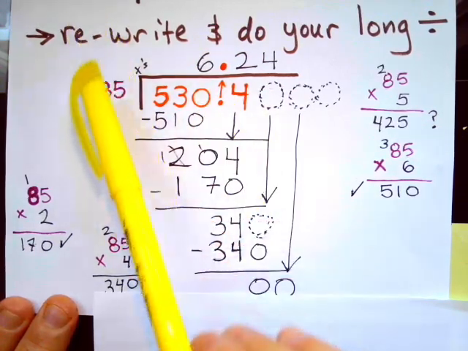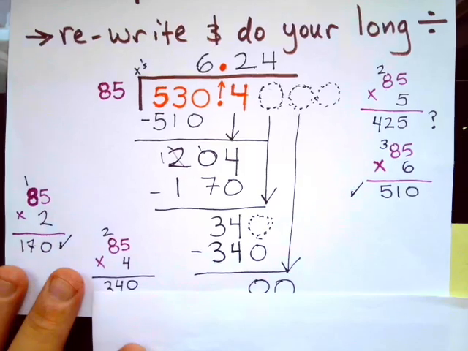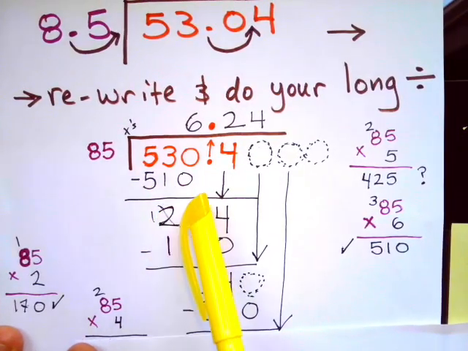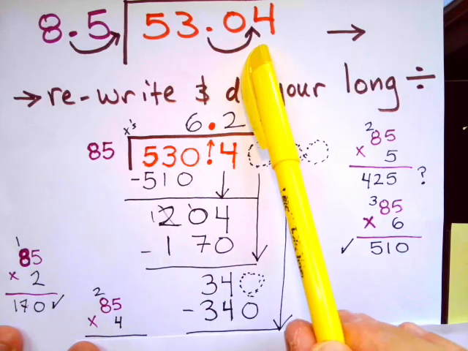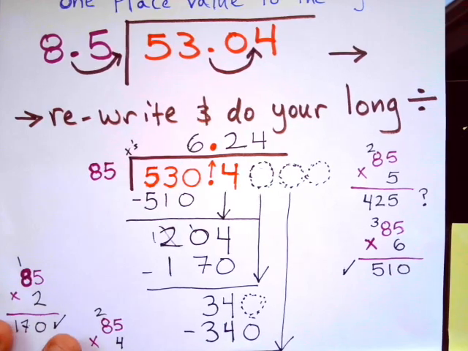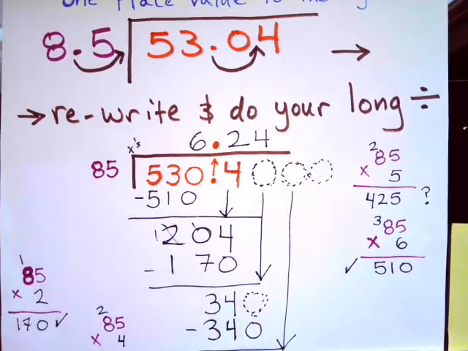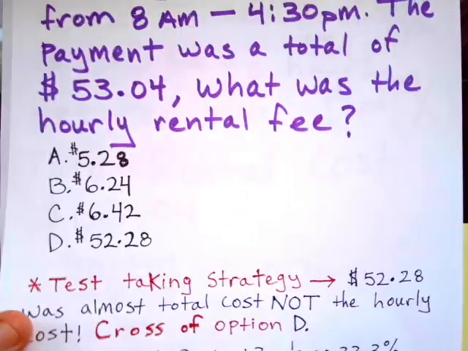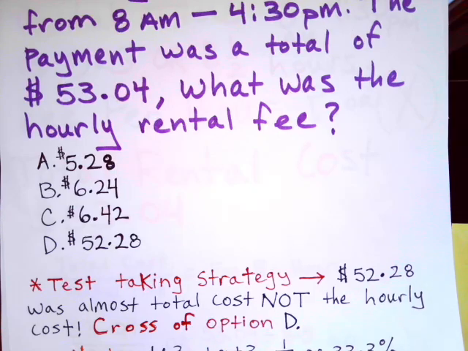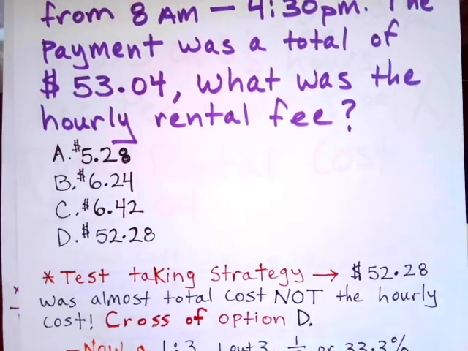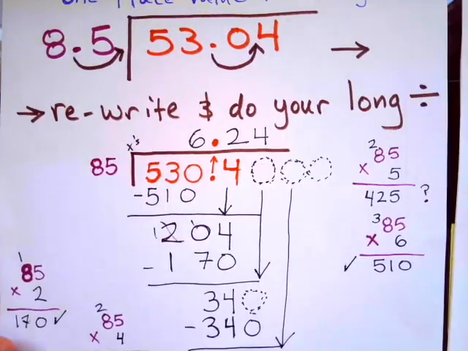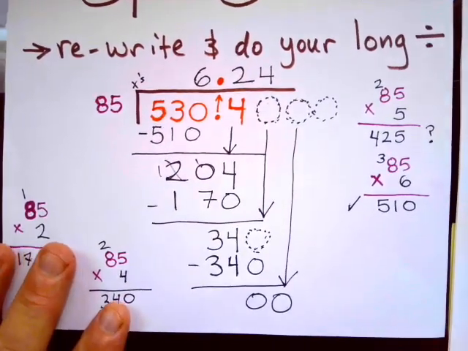We started with 8 hours, 8.5 hours, right? Goes into a total of $53.04. I'm showing you up here. We move the decimals. I end up with $6.24 per hour. What option was that? Option B was $6.24 per hour. So again, showing you the long division here.